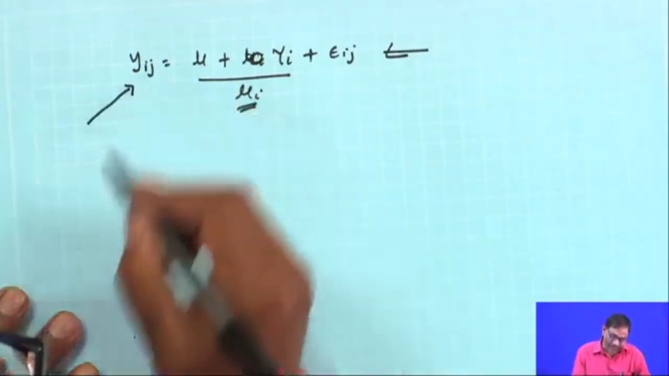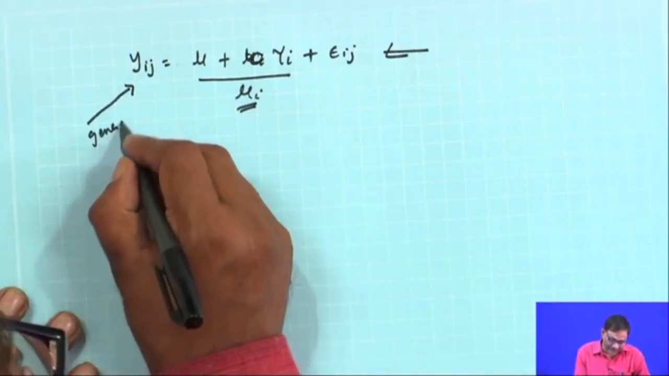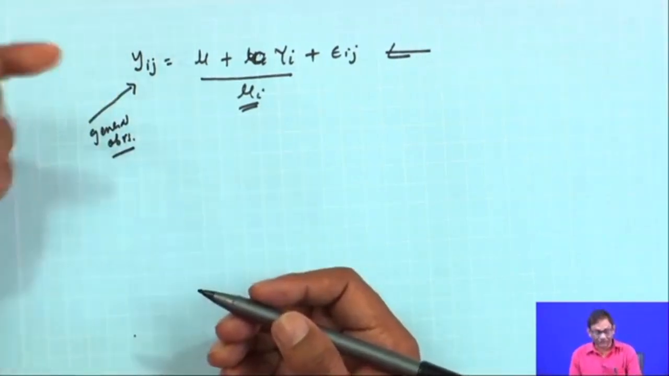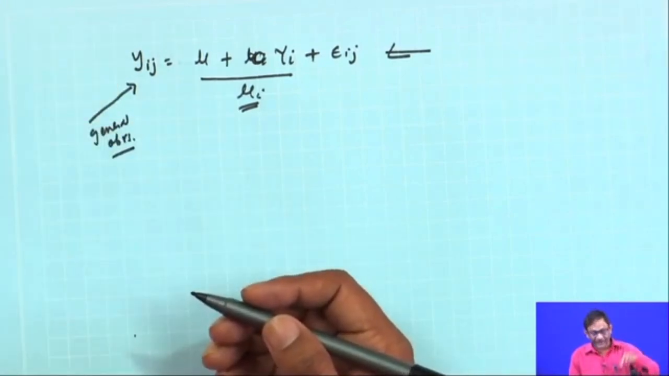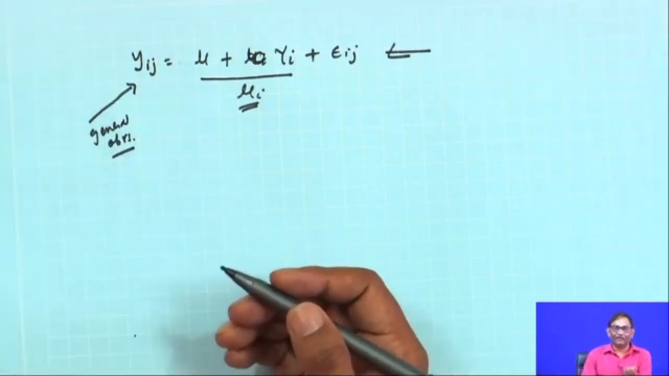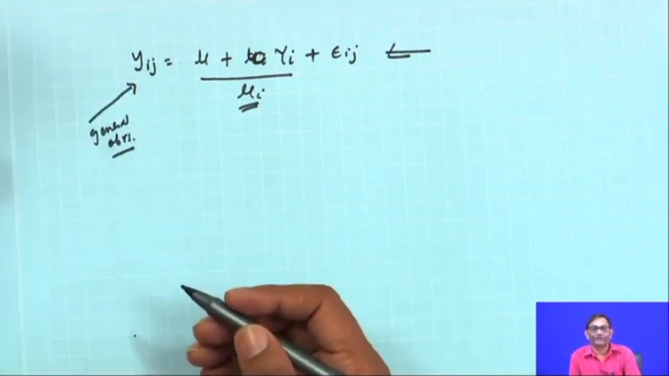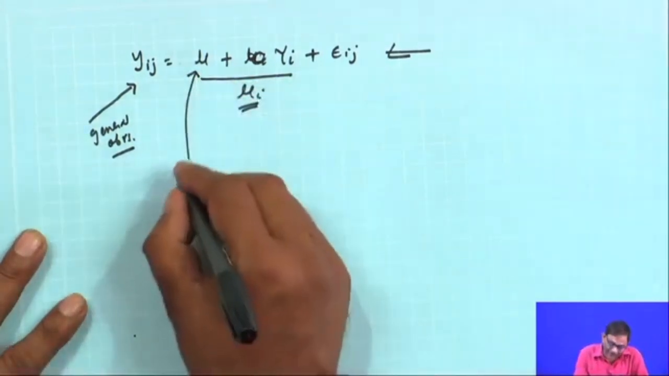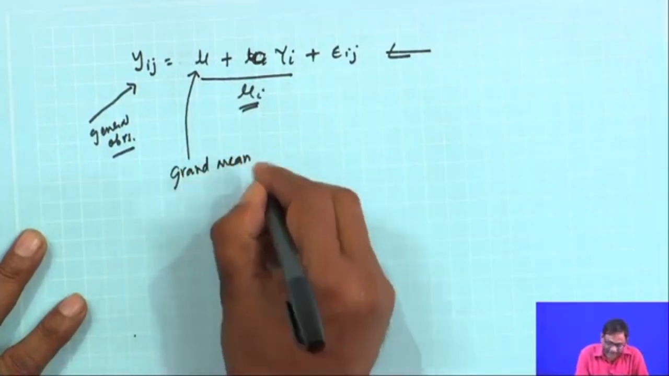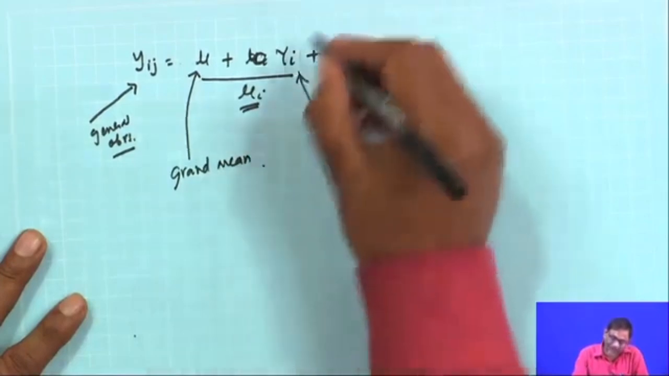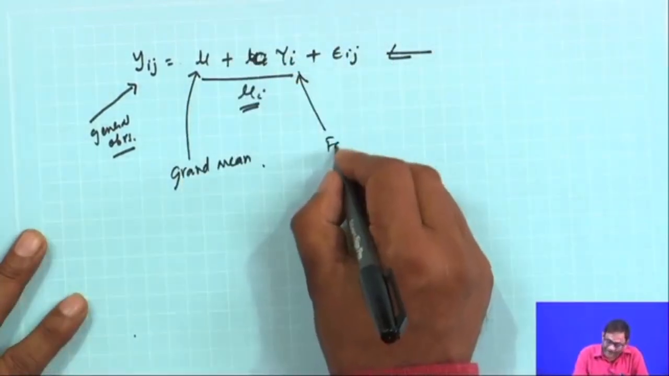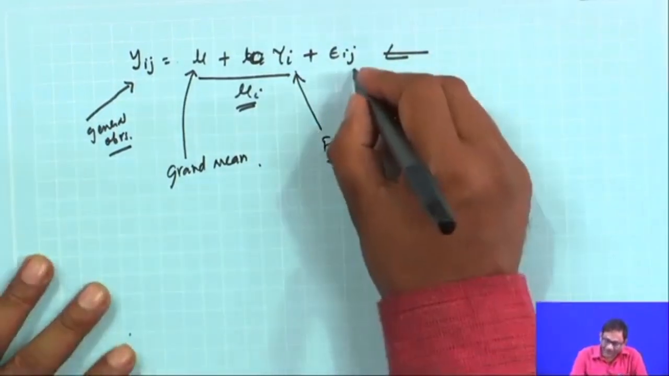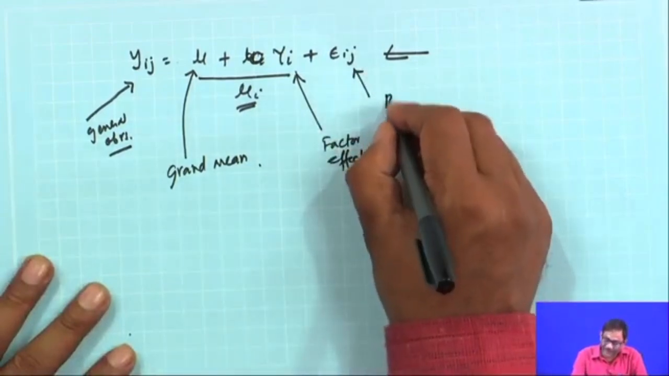So, what is the y_ij? This is a general observation. What does it mean by general observation? It means the response value for the jth observation when on the ith experiment level, or on the experiment of the ith level of factor A. Then what is this mu? This is known as the grand mean. What is this tau_i? Tau_i is, because you have one factor, the factor effect, otherwise we can say the treatment effect. What is this portion? This is the random error part.